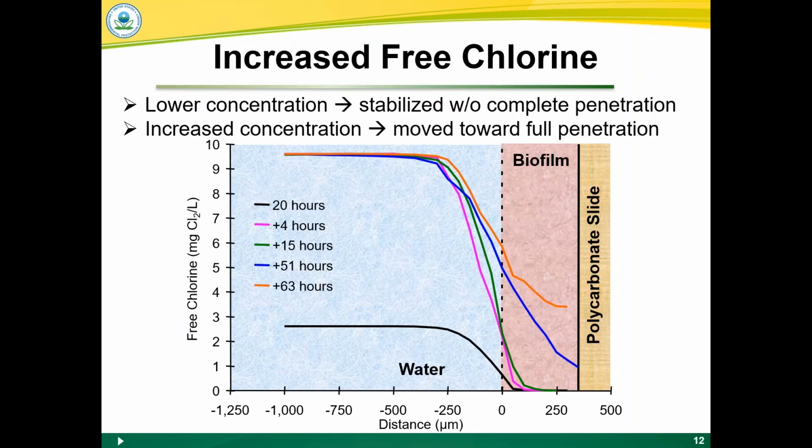So with lower concentration, we stabilized without complete penetration. There's just so much to react with there, it couldn't really get in. As we increase the concentration, we could start moving towards full penetration, which is what we expected, but it's a high concentration. And again, if you were measuring the bulk water from a pipe, you might think you have 2.5 milligrams per liter in the bulk. You have that in the bulk water, but you're getting very little into the biofilm.